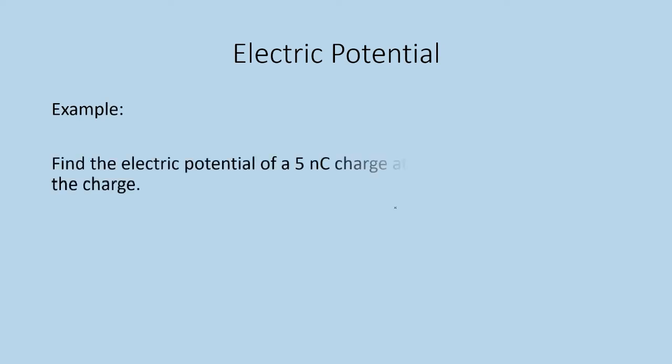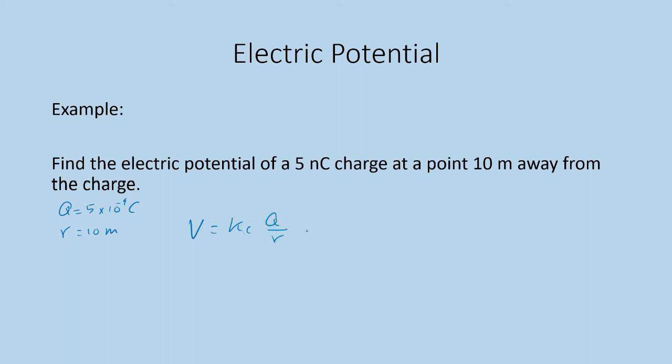We will solve an example now. Find the electric potential of a 5 nanocoulombs charge at a point 10 meters away from the charge. So we have the charge given as 5 nanocoulombs. We convert it to 5 times 10 to the power of negative 9 coulombs, and R is given as 10 meters. To find the electric potential, we will use the formula V equals Kc Q over R.